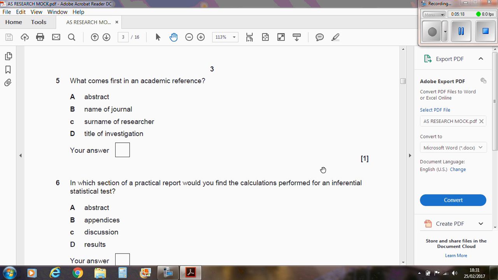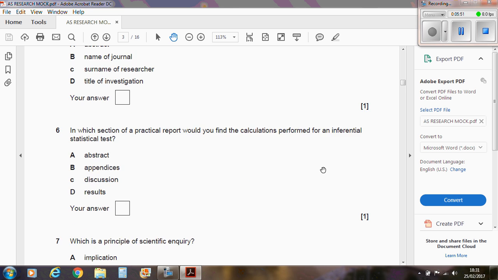Number 5, which comes first in academic reference? So an academic reference is where you kind of cite the author's name and the year that it was published and the title of the journal and all that kind of stuff. So it's not talking about an academic paper or a journal, it's talking about an academic reference. So in this case, it's the surname of the researcher.